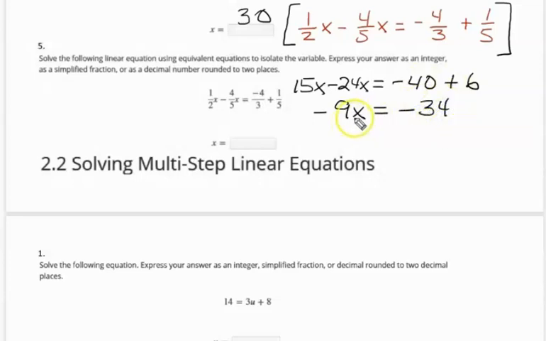Now, to isolate the x, we have to divide out the numerical coefficient, which is a negative 9. Now, we have to be careful of our signs. So negative divided by a negative gives me a positive x. A negative divided by a negative gives me a positive 34/9. And that's what we put as our answer.